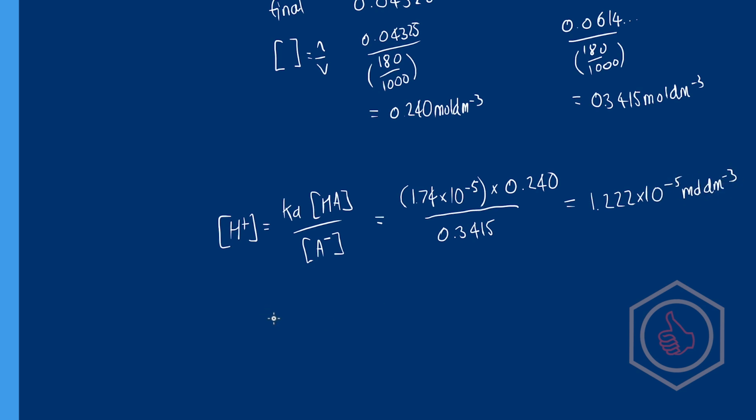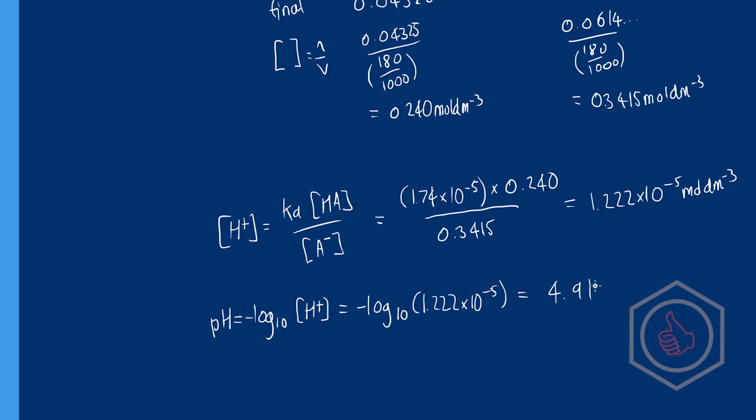Well, now we just need to put it back into our pH expression. So pH, remember, equals minus log to the base 10 concentration of H+ ions, which equals minus log to the base 10 of 1.222 times 10 to the minus 5, which gives us a pH of 4.91.